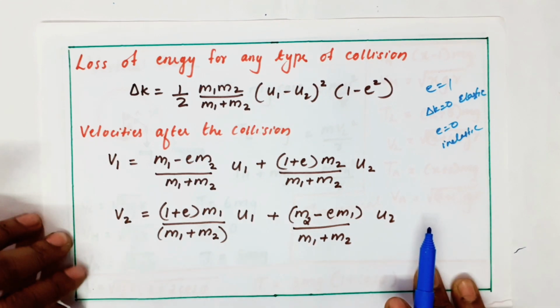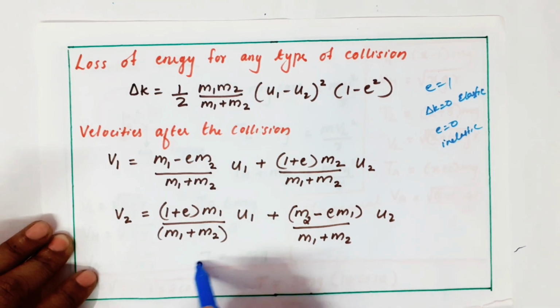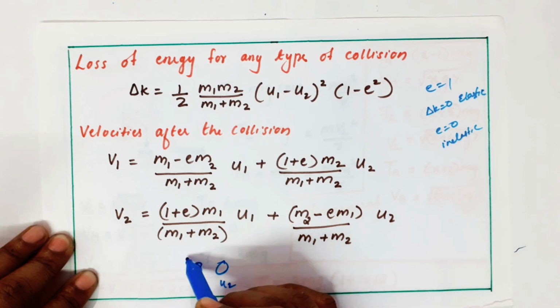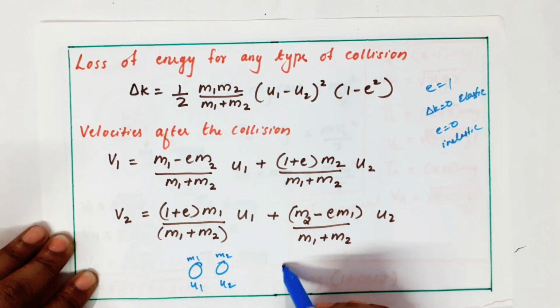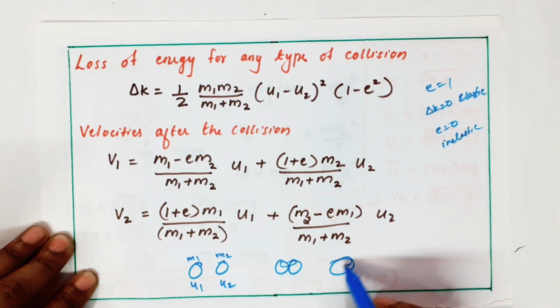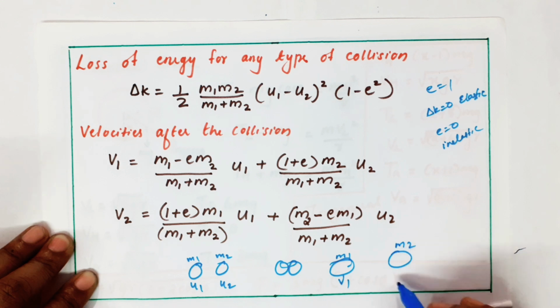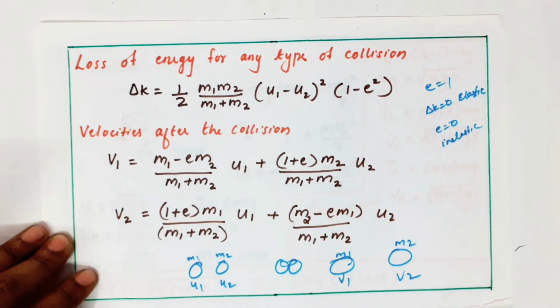These are the equations for velocity after collision. For example, these are two bodies moving with velocities u1 and u2. These are the bodies m1 and m2. They are colliding. After collision, what are the velocities of m1? It comes as v1, and m2 comes as v2. If they are asking, you can use the formula.